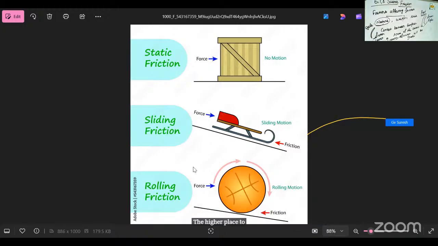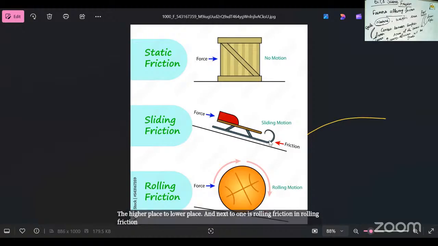And the next one is rolling friction. In rolling friction, the ball is rolled in this area, so the friction is acting here. This is rolling friction, sliding friction, and then static friction.